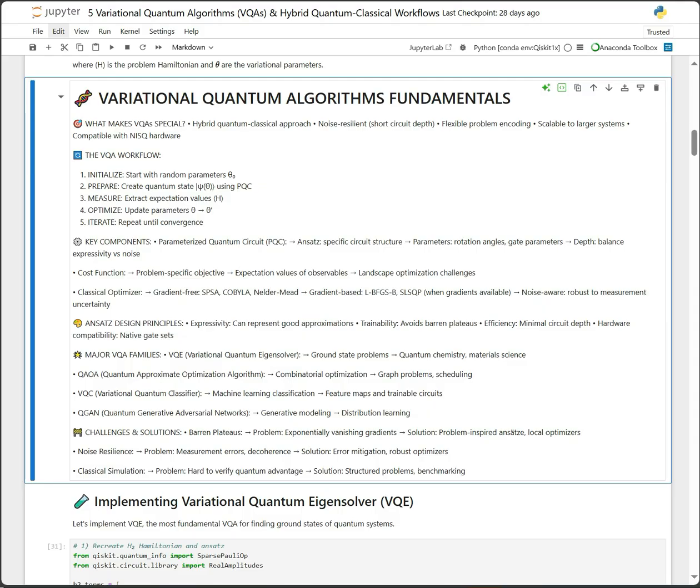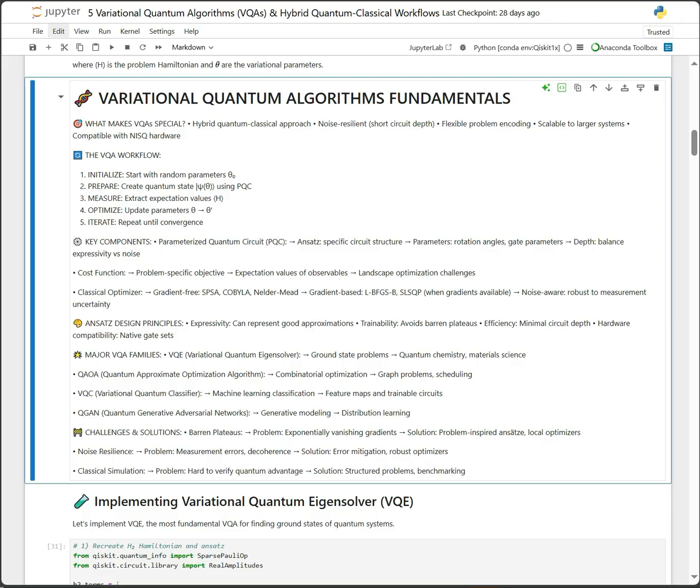What makes them special? Throughout this course, we've learned quantum gates, entanglement, error correction. But here's the reality: quantum computers are noisy, so they can only run short circuits before the decoherence destroys our quantum information. We saw some strategies in the previous modules to mitigate noise or somehow approach error correction with logical qubits, but sometimes this is not enough, and VQA solves this with a hybrid approach.